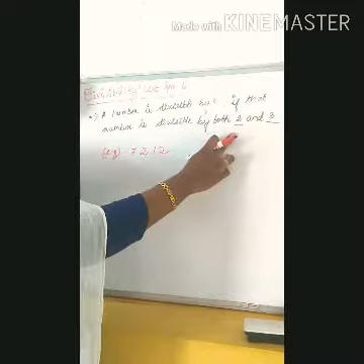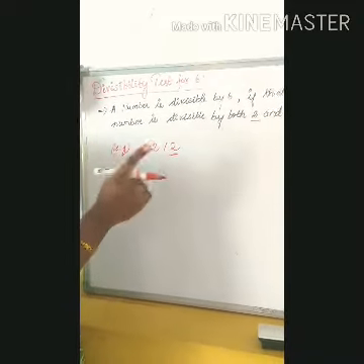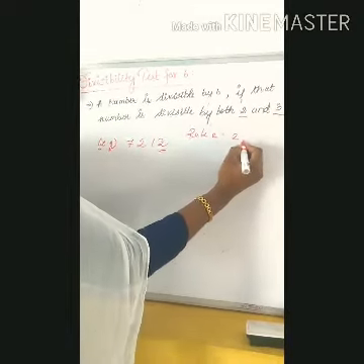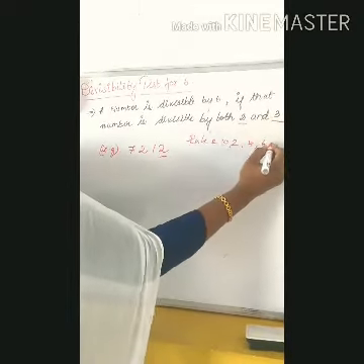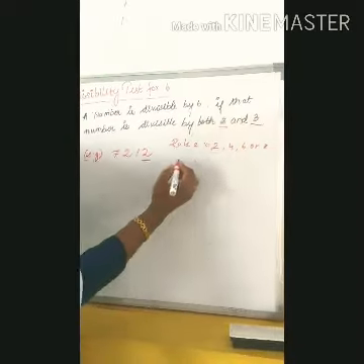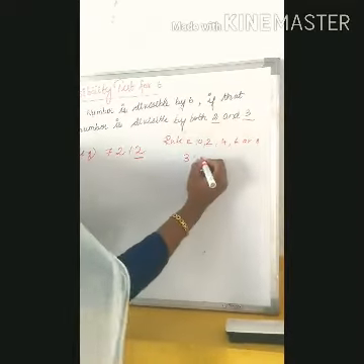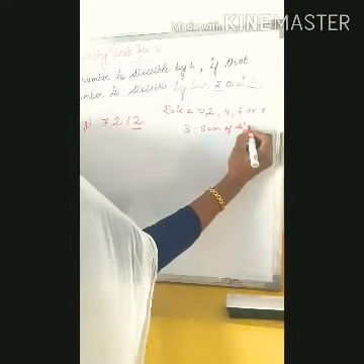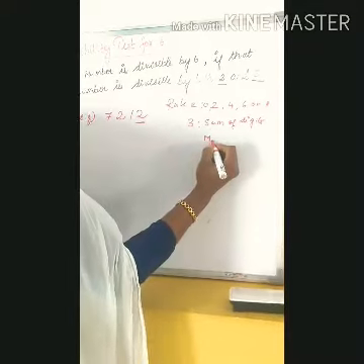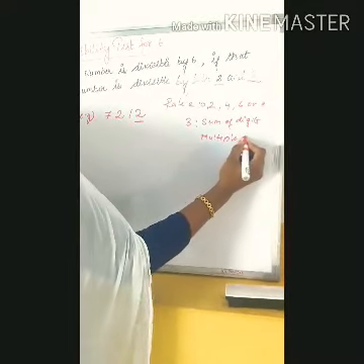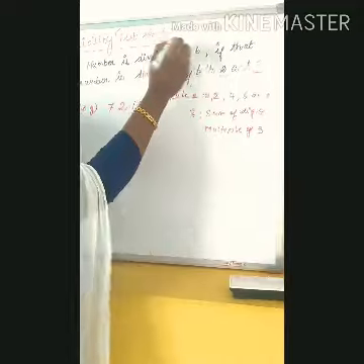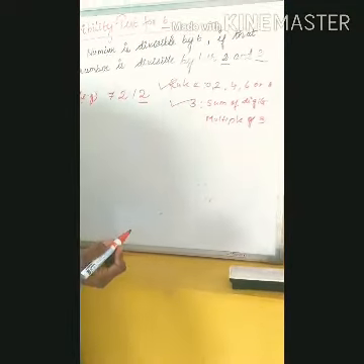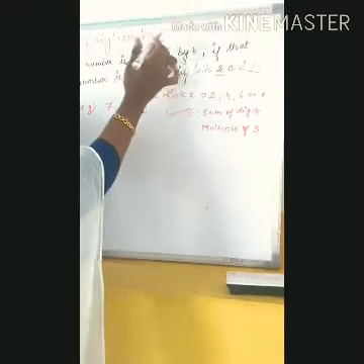What is the rule for the divisibility of 2? The divisibility rule for 2 is that the ending digit should be either 0, 2, 4, 6 or 8. And what is the divisibility rule for 3? Sum of all the digits should be a multiple of 3. So, for the divisibility rule of 6, it should satisfy the divisibility rule for 2 and the divisibility rule for 3. Then the number is divisible by 6.